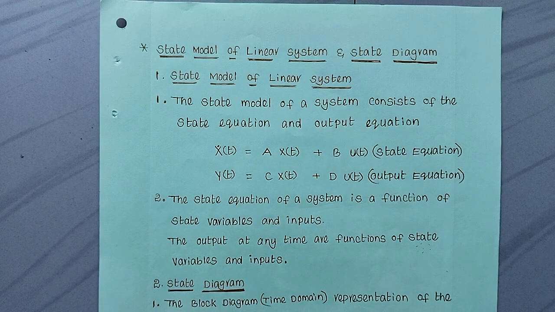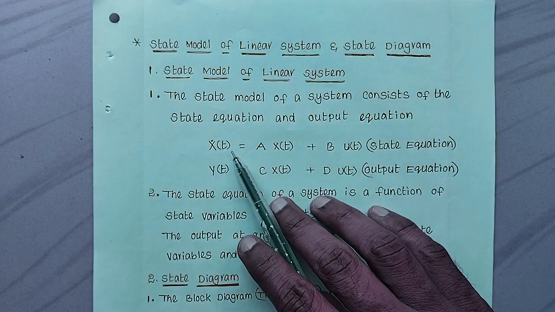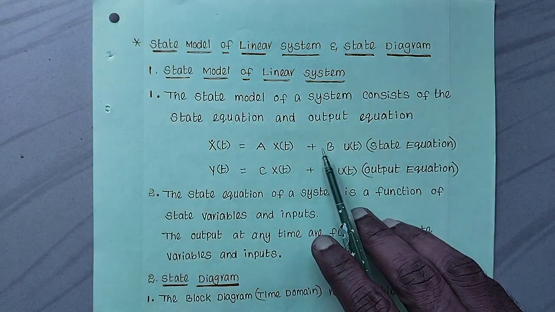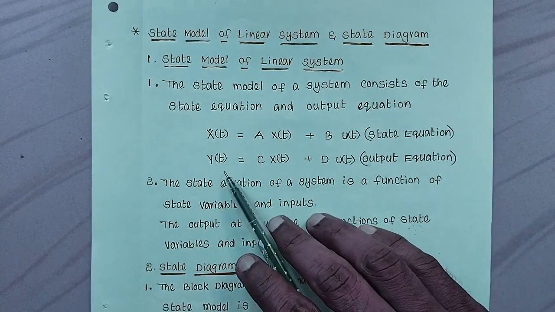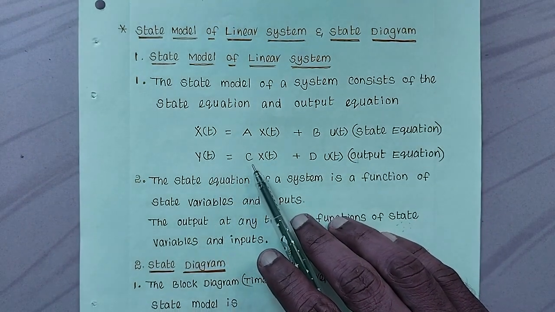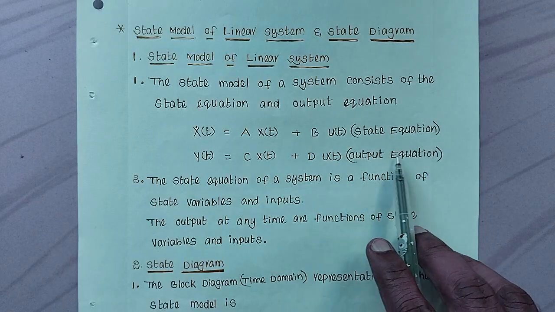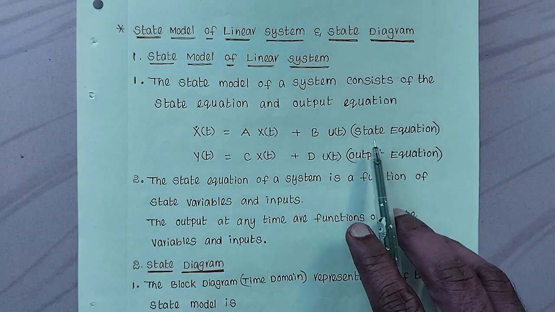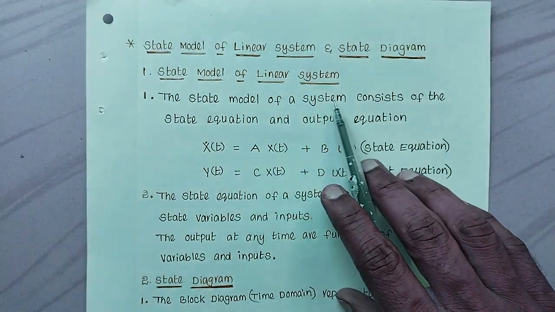So a system state model has two equations, state equation and output equation. So x dot t equal to a x of t plus b u of t is a state equation, and y of t is equal to c x of t plus d u of t, which is called the output equation. So these two equations combinedly are called the state model of a system.